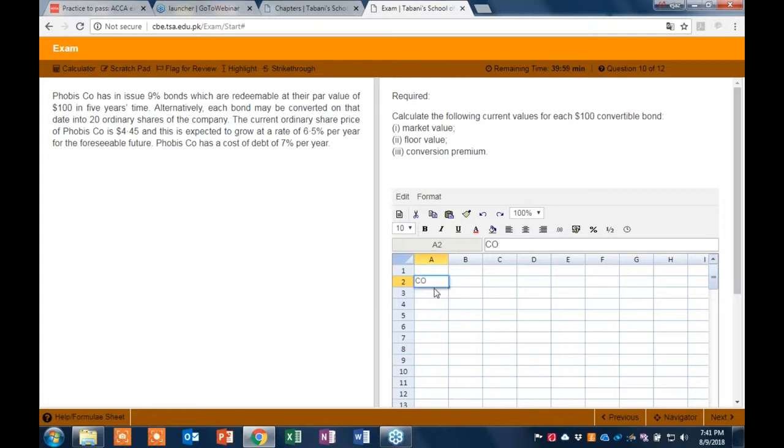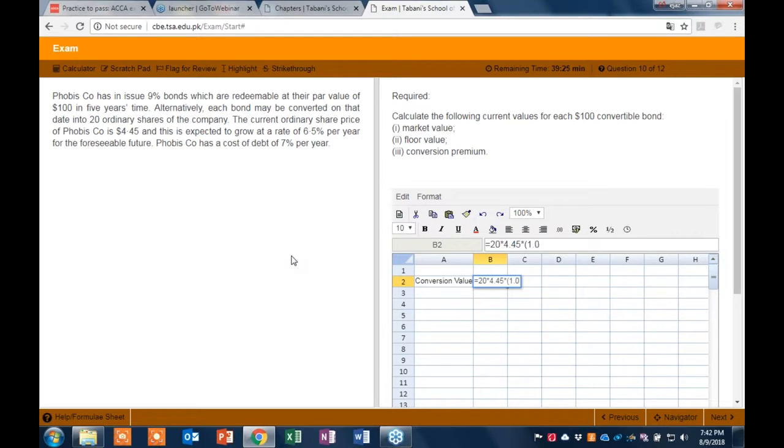So let's first calculate the conversion value expected in 5 years time. Conversion value. Now, as you know, against each bond, the investor will be getting 20 ordinary shares in this case. Each share has a current market price of 4.45, but definitely the conversion option will be available after 5 years. So we need to find out the price after 5 years. According to the question, the share price will be growing at the rate of 6.5%. So 1.065 raised to the power 5. This is how we will calculate what the price is likely to be after 5 years.